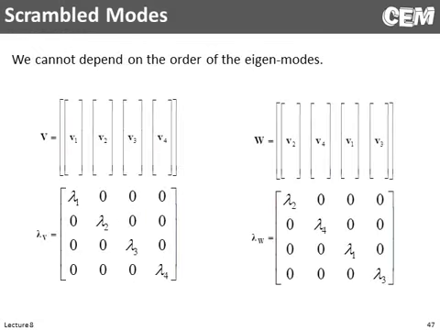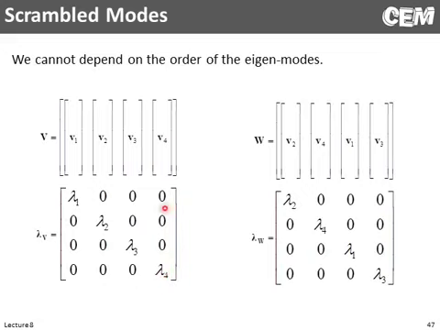Okay, so we solve the eigenvalue problem. We have this eigenvector matrix that we just talked about, and we have the associated eigenvalue matrix. Each eigenvector goes along with an eigenvalue. This eigenvector goes with this eigenvalue. Third eigenvector goes with the third eigenvalue. Fourth eigenvector goes with the fourth eigenvalue, and so on.